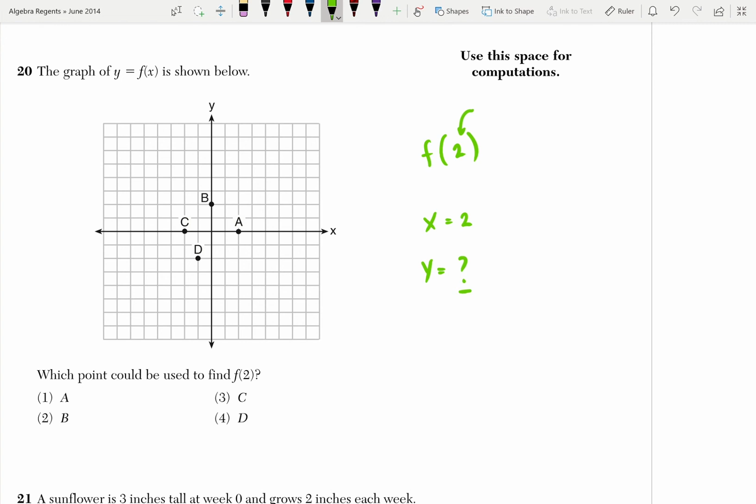The point that could be used is the point where x is equal to 2. So if this is 0 at the origin, this is 1, and this is 2. So point A would be able to tell us the y value, and f of 2 is that y value. So here the answer would be point A.